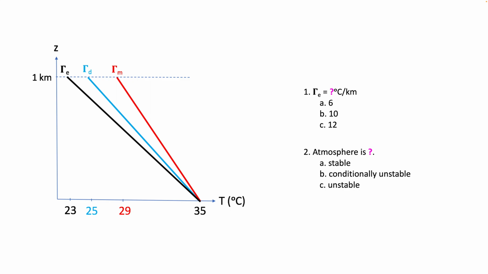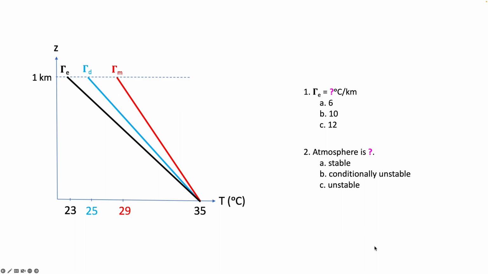So what you need to do to determine this is you need to take parcels and lift them up with a dry adiabat and then a moist adiabat. Follow the instructions I gave you earlier in the presentation. Compare temperatures, just do a temperature comparison at 1 kilometer, and then do your density comparison to determine whether dry parcels and moist parcels go back to the surface, stable, or accelerate upward, unstable.